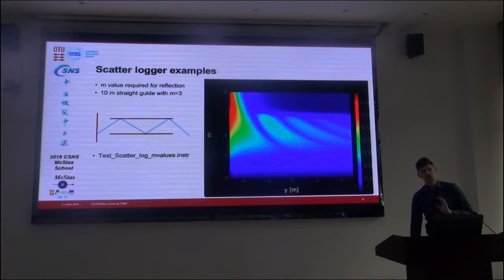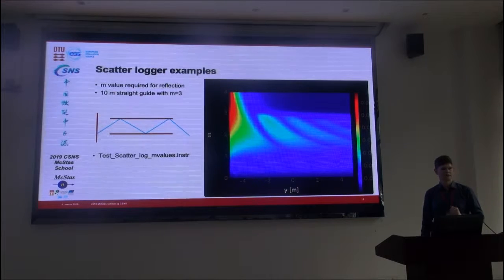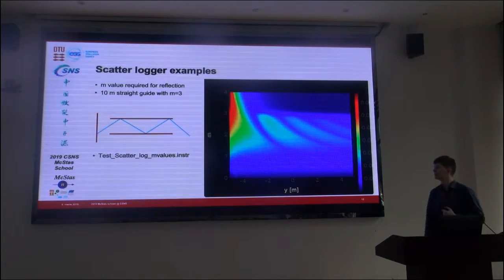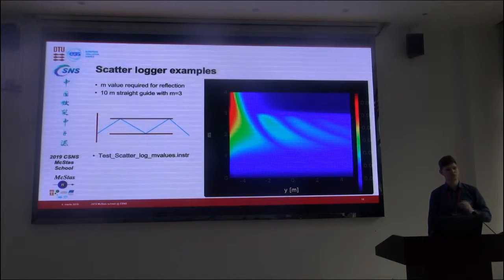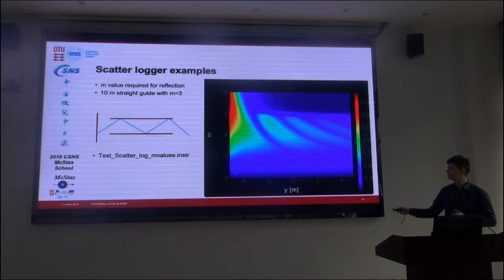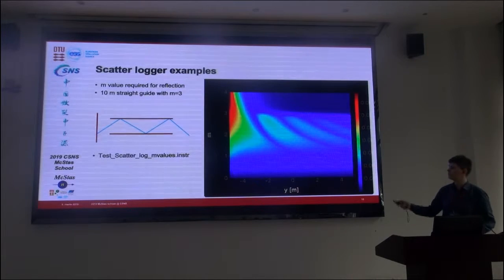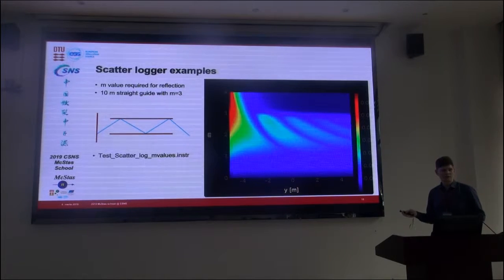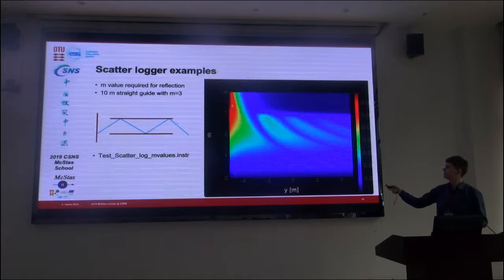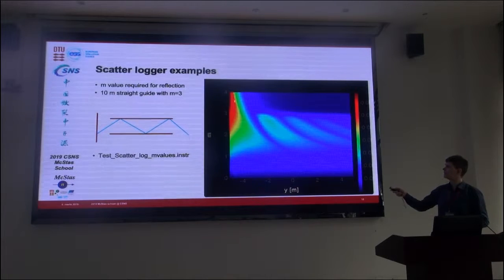Now it's time to look at the neutrons that are actually scattered, or at least attempt to scatter, in the guide. This is a figure of, again, the distance in the guide, and then the required M value for this neutron to actually be reflected at this position. And again, at the very start of the guide, most of the neutrons would need a really high M value, probably also in excess of 10, to be scattered if they have a like 10 degree angle. But since it's only an M equals 3 guide, most of these die out, and our intensity is located below M equals 3.